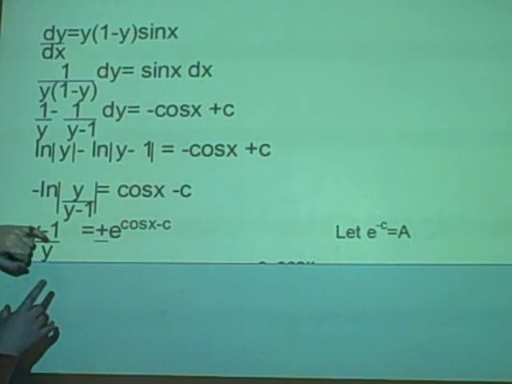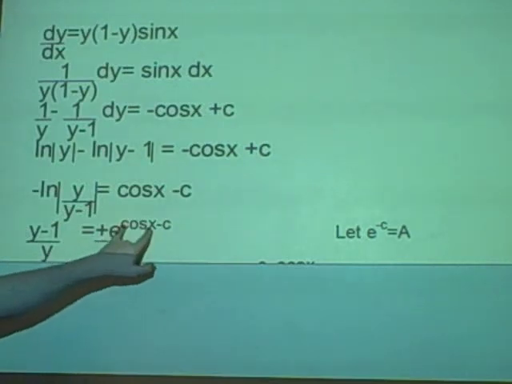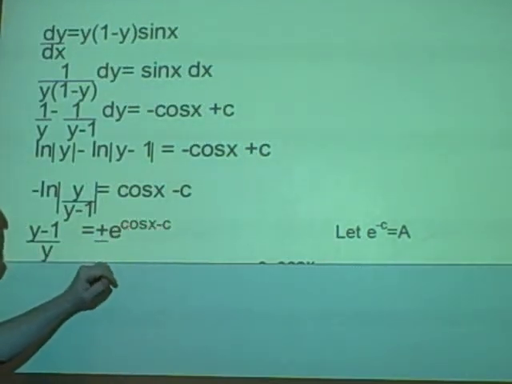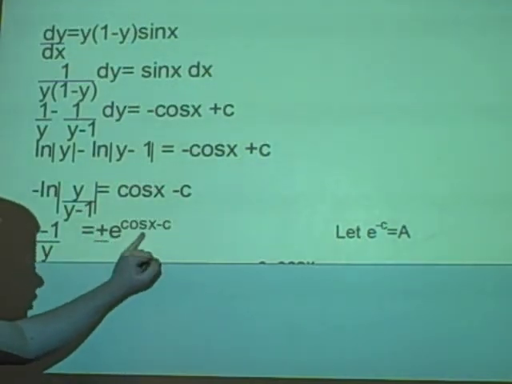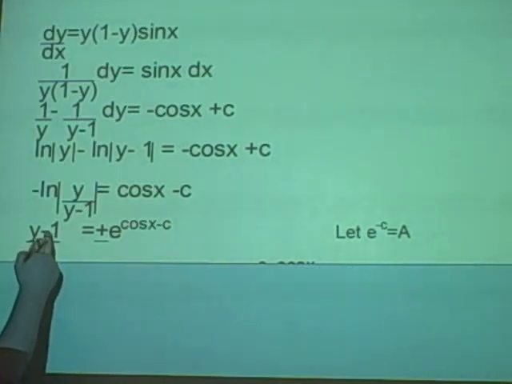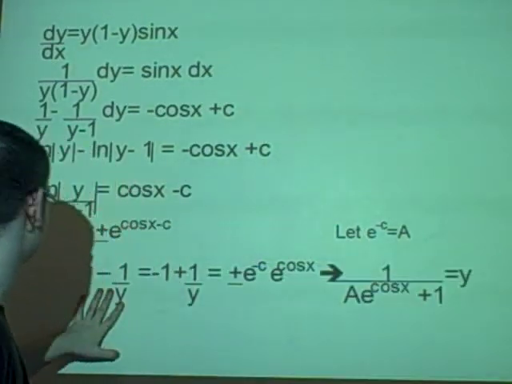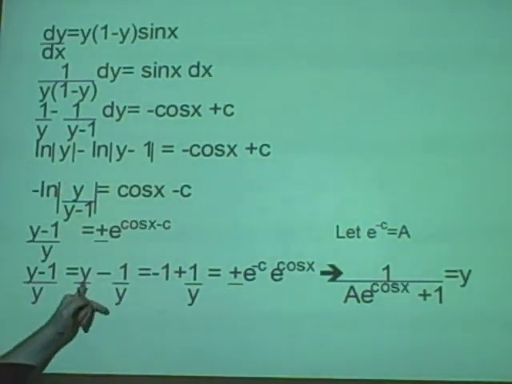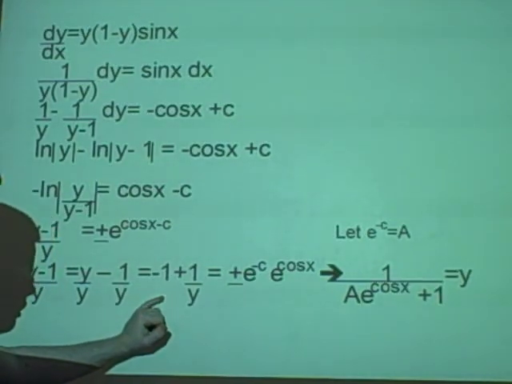Now I've raised everything to the e. So that gets rid of the log, and it creates an e function over here. So we've got y minus 1 over y equals plus or minus e to the cosine x minus c. Now what we can notice here is that we've got y over y and minus 1 over y, which will give us 1 minus 1 over y. So, like I said, y over y minus 1 over y.